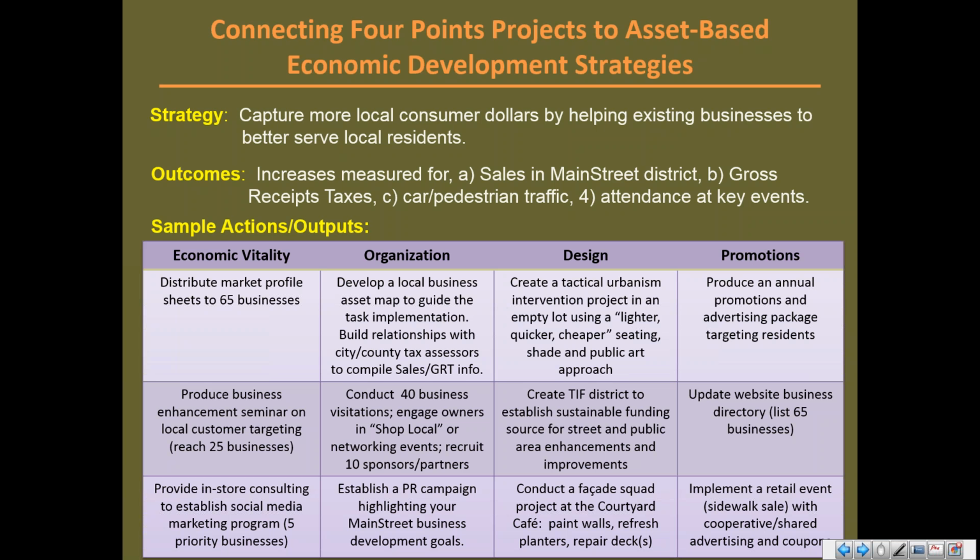If you look down at the table at the bottom, this is really how we would expect you to start aligning your work and your work plans to achieve that specific strategy. So, for example, if you want to capture more local consumer dollars, your economic vitality work might be to distribute market profile sheets, produce a business enhancement seminar, and provide in-store consulting. From the organization side, you might want to think about developing a local business asset map, and Amy will talk a little bit more about the asset maps in the second webinar, to guide your work.